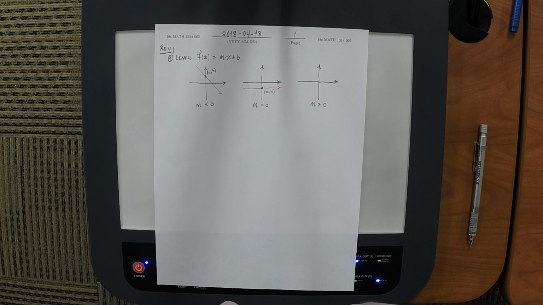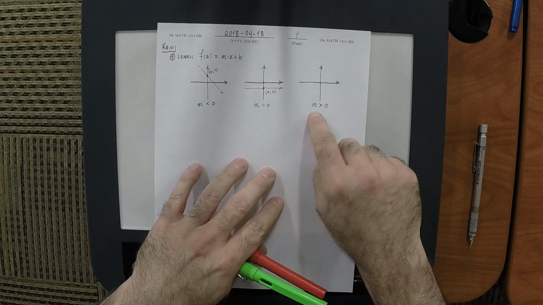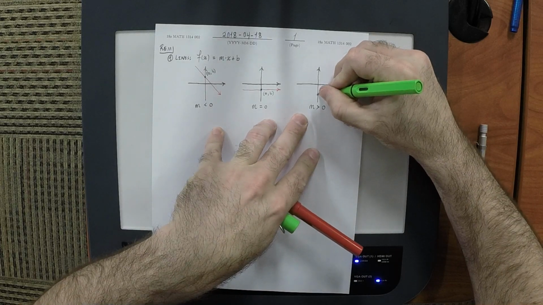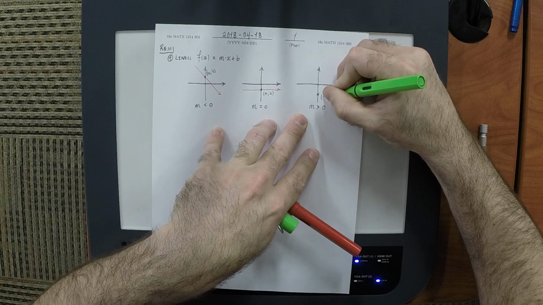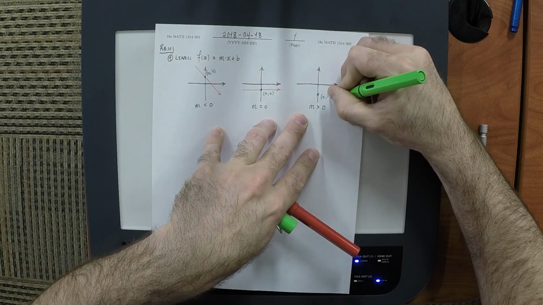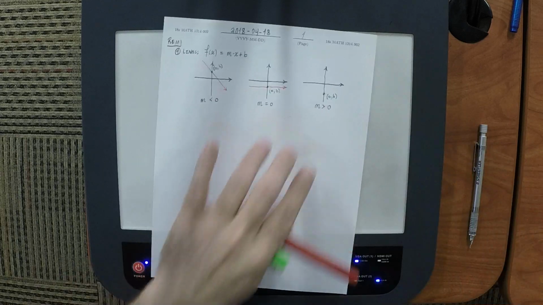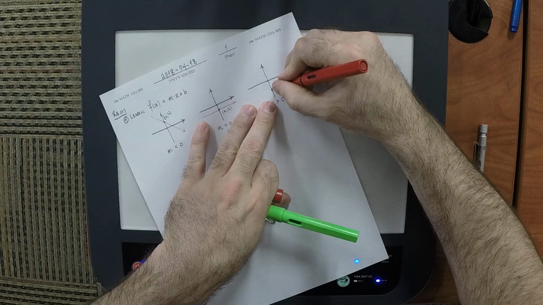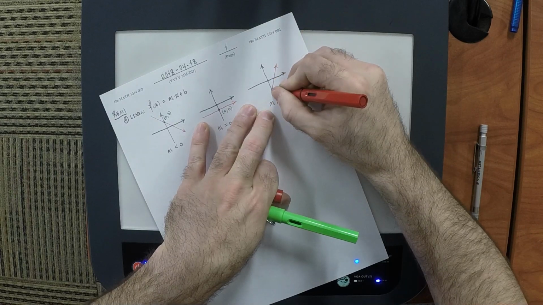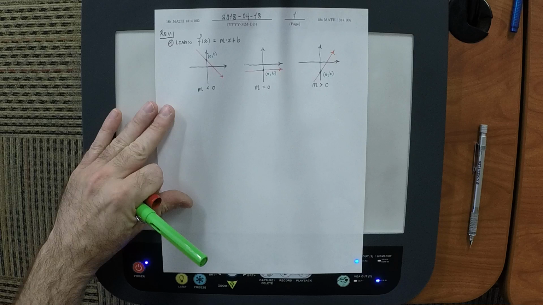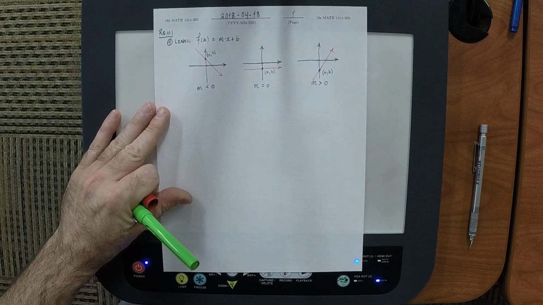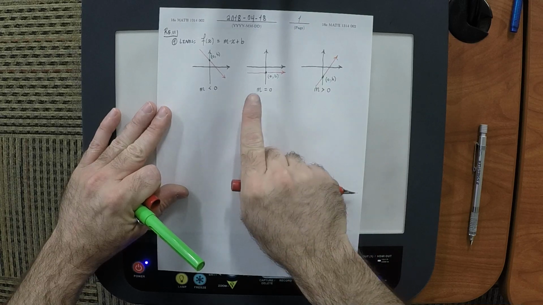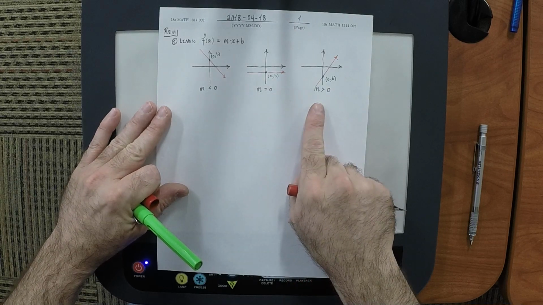All right. So finally, the last case is the positive case. Maybe this is the y-intercept now, 0, b. And now we want to draw a line, and how will it look? It's going to go up and to the right. Okay, so these are lines that slope down, horizontal lines, and lines that slope up.